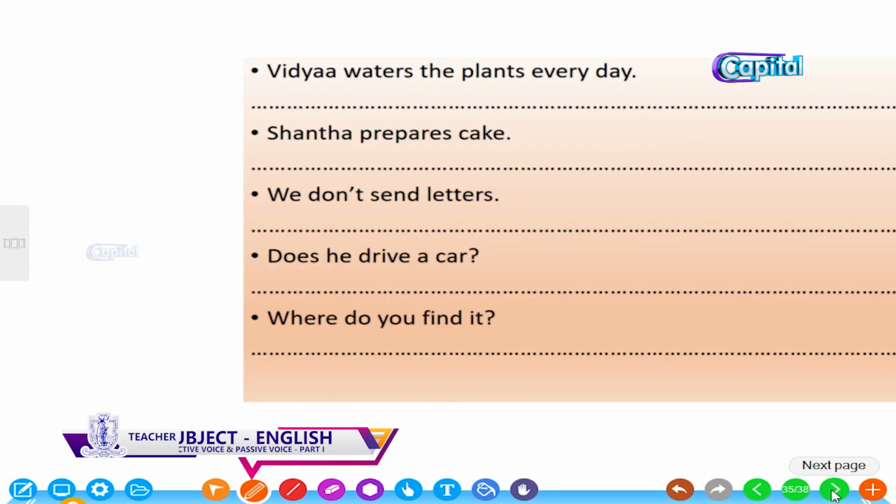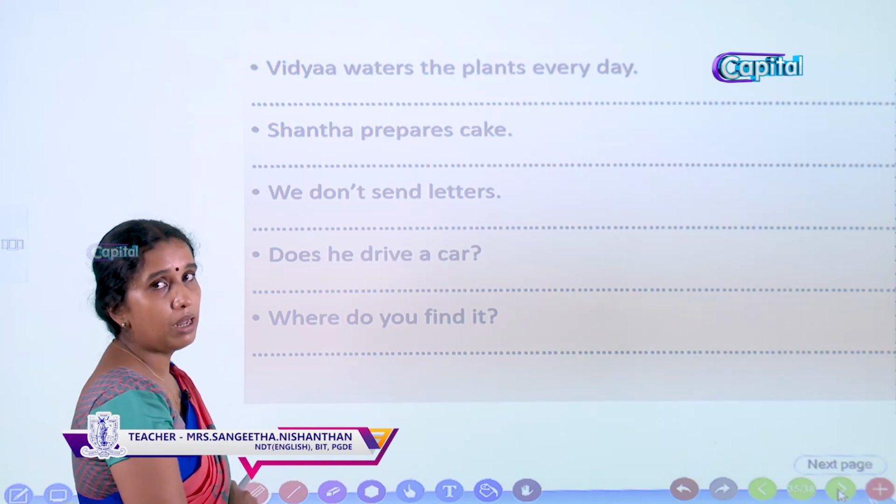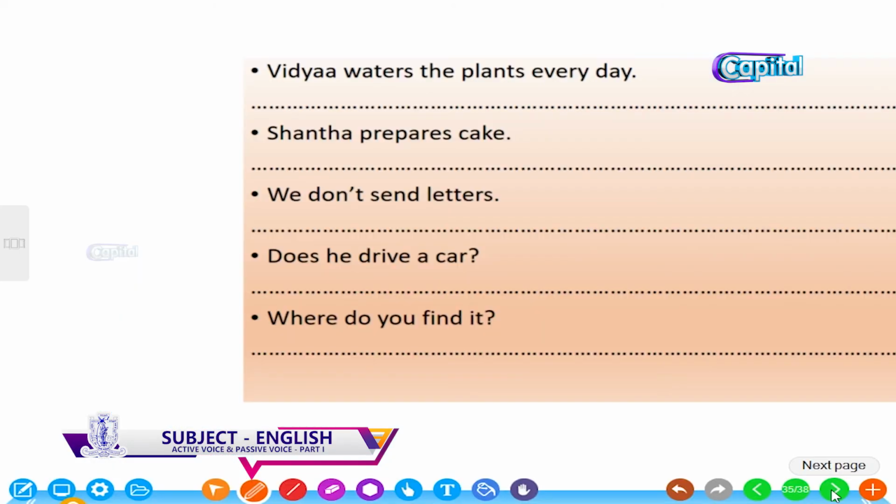Here are some examples, some activities for you. They are in simple present tense. You can try them out. Vidya waters the plants every day. Who? Vidya. So, subject is Vidya. What does she do? Waters. What does she water? Is the answer, the plants. So, the object is the plants.